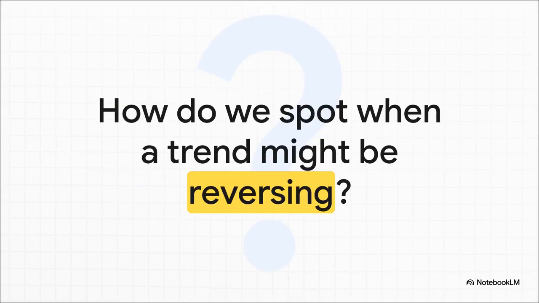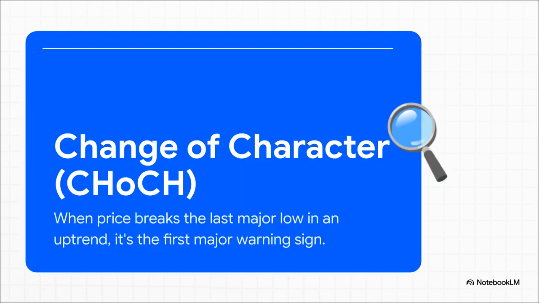Now, knowing a trend is strong is great, but we all know trends don't last forever. So maybe even more important is knowing how to spot the very first signs that a trend is getting tired and might be about to reverse. What's the first big warning sign we should be looking for? This is what we call a change of character, or CHOCH.